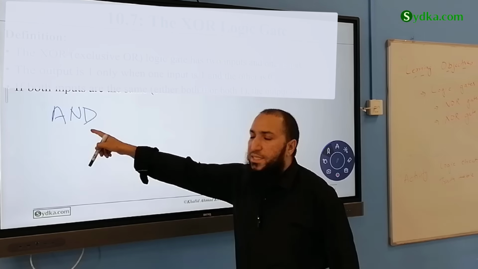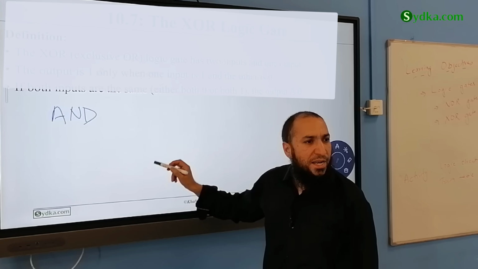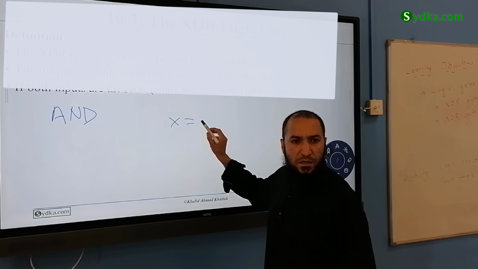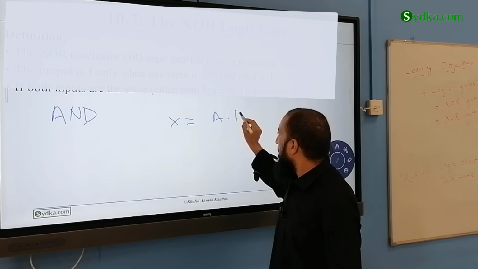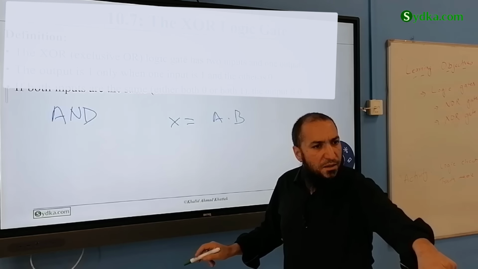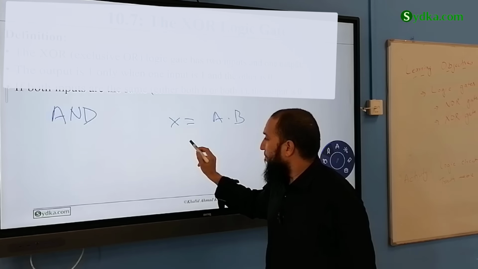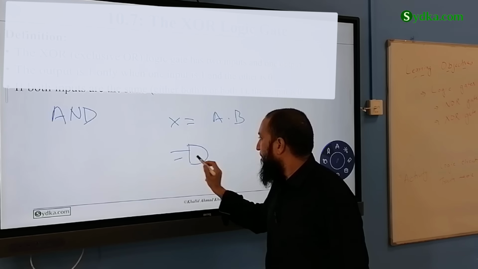Next we have Amr. What is the logical expression for an AND gate? What is the symbol for it? D shape. Yeah. Good.